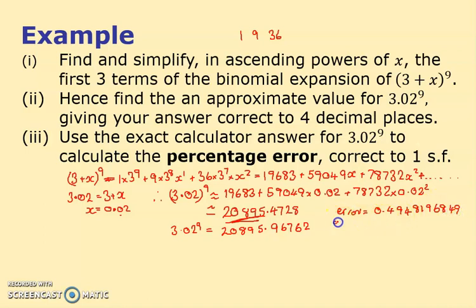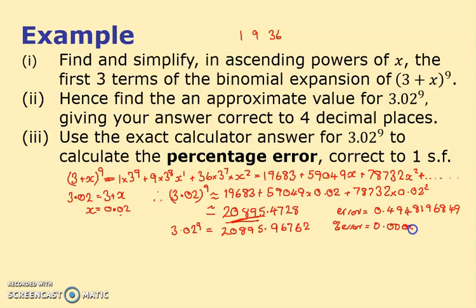But then, of course, to get the percentage error, you divide by the actual number. So it equals this divided by this, the actual number. So I'm just going to now divide by that 20895.96762. Oh, it's a rather horrible decimal.